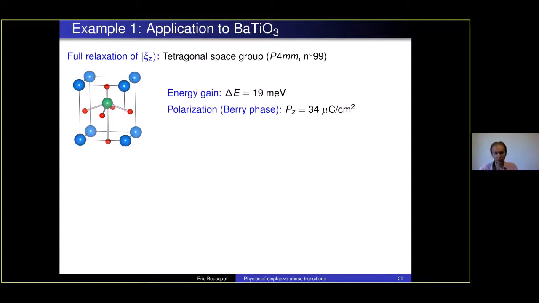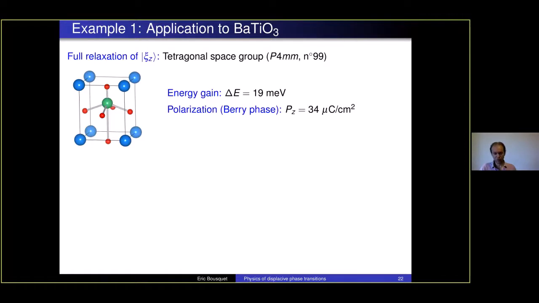one direction. And out of the DFT calculation, you can compute what is the gain of energy with respect to the cubic phase. Here it is about 20 milli-electron volts. And we can also compute the polarization. Here we find that the polarization is about 30 microcoulomb per square centimeter, which corresponds quite well with the experimental measurements. Okay, so this means that we could reach this phase.